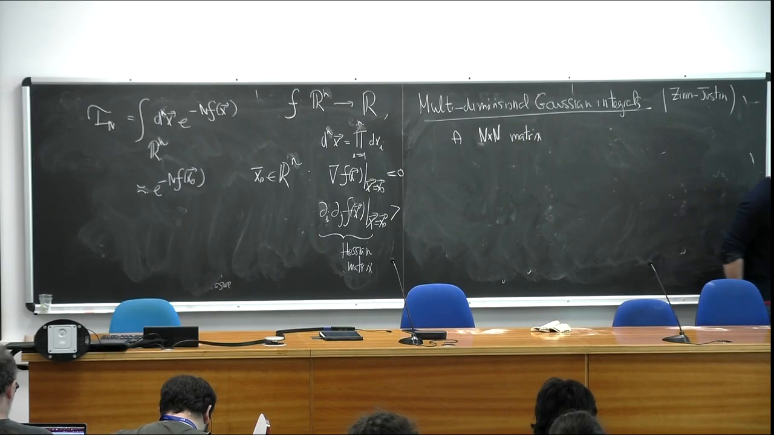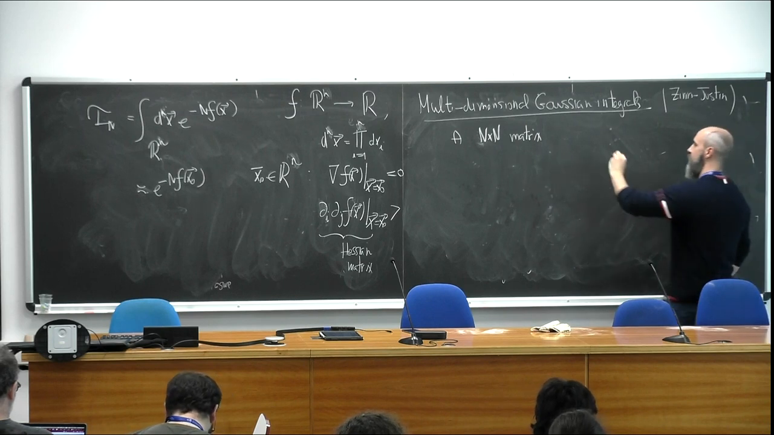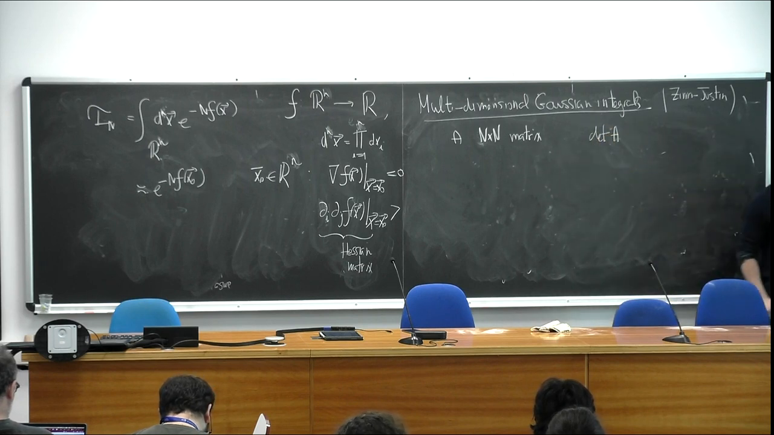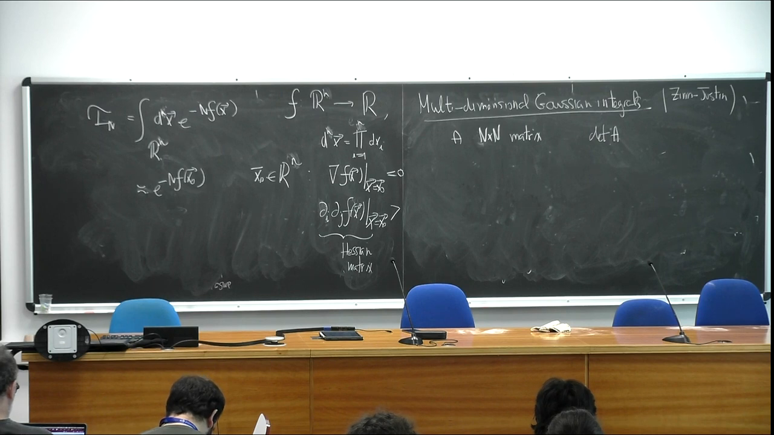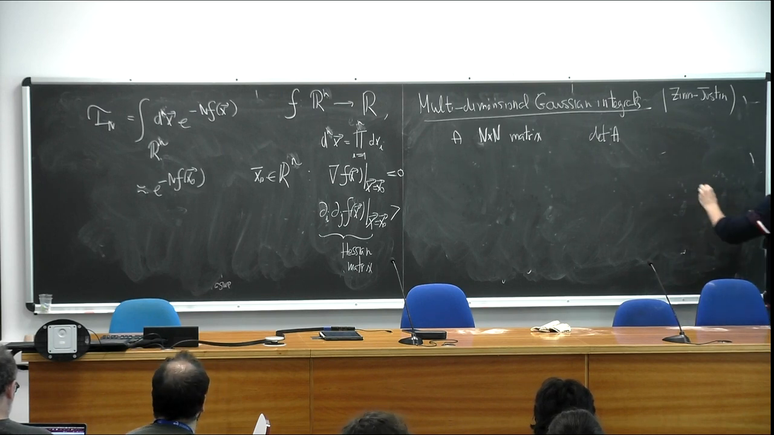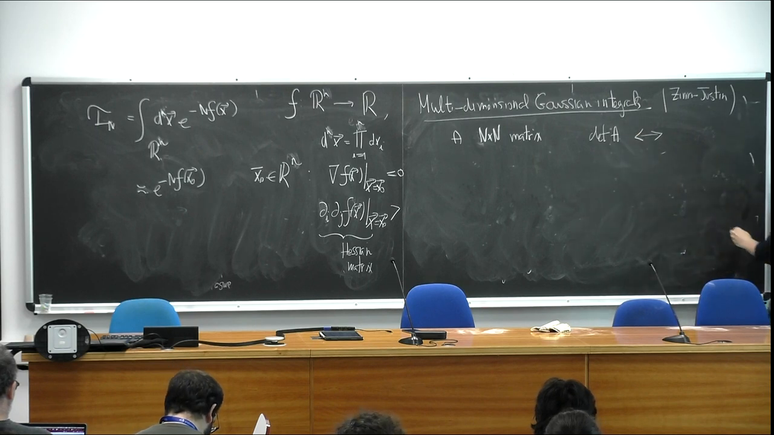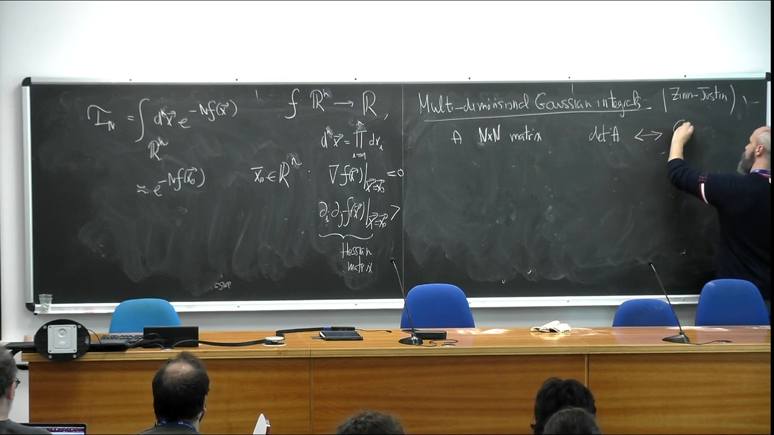And for some reason, in some problem I'm interested in, the determinant of A appears. And what I want to do is write the determinant of the matrix in terms of integrals. You'll see why this is useful. I want to find a way to express it in terms of Gaussian integrals.